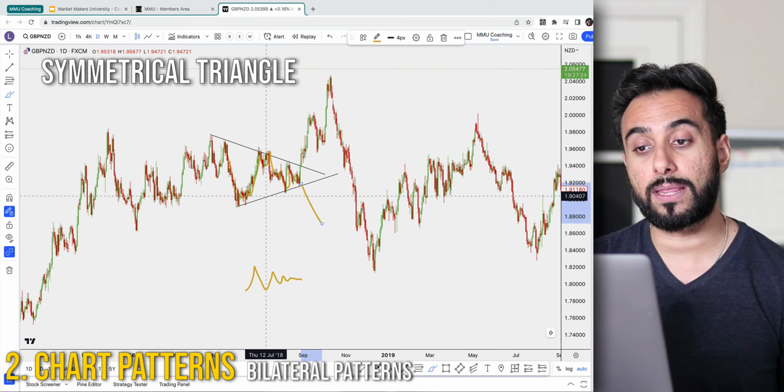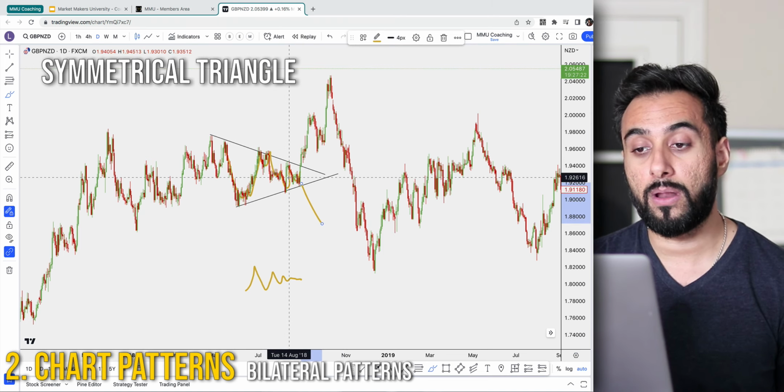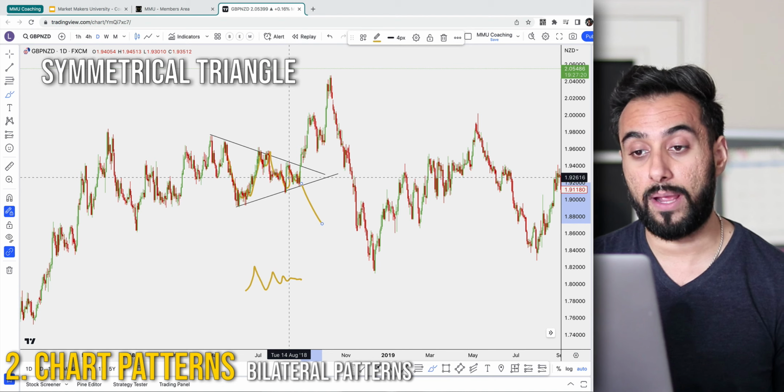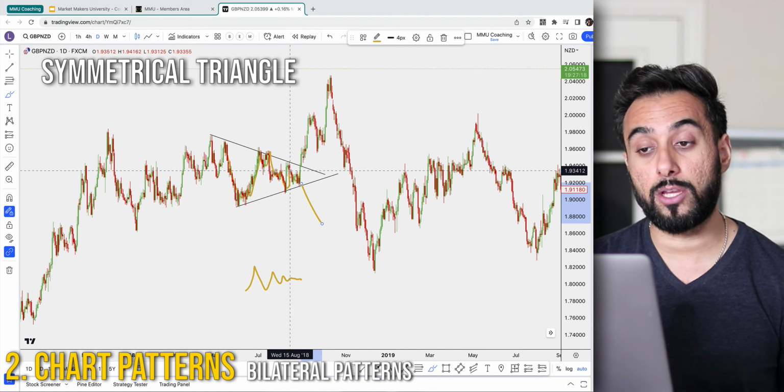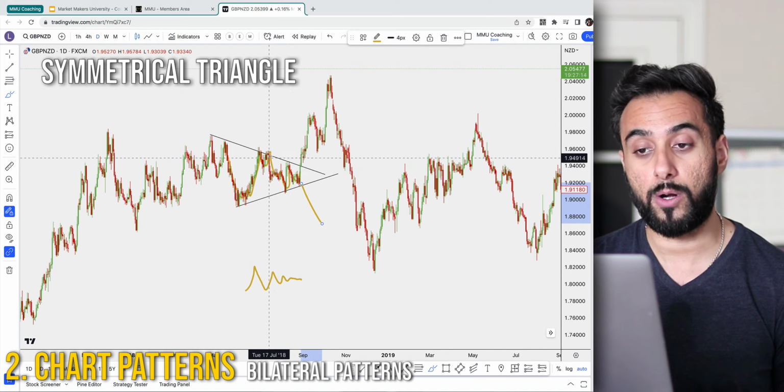Once you see a pattern like this, it's what we call a bilateral pattern. The price can swing either way. But if you do find this pattern and you are on the right side of the trade, you can make a lot of great pips using this pattern over here as well.